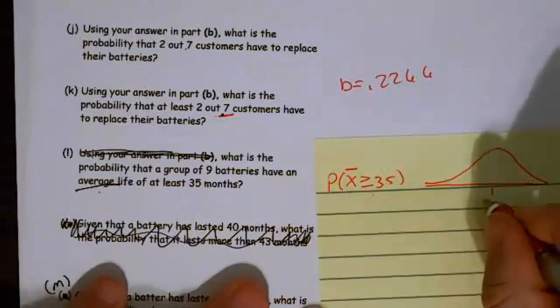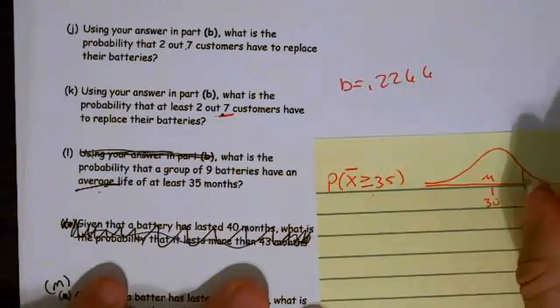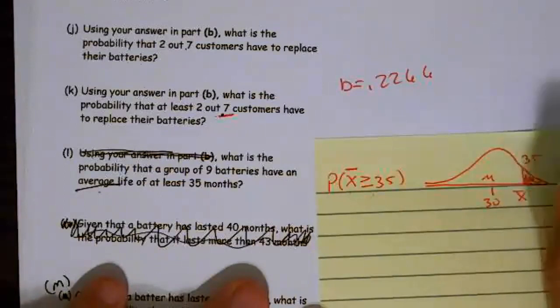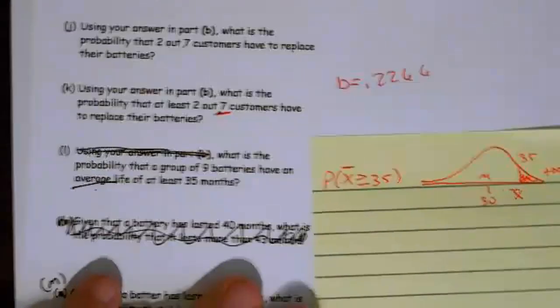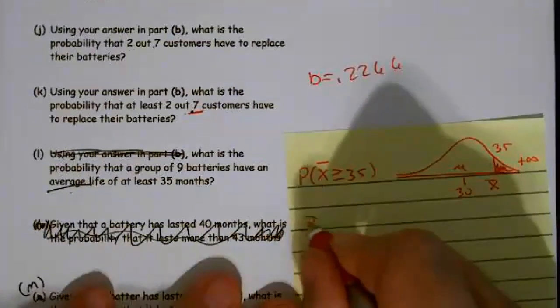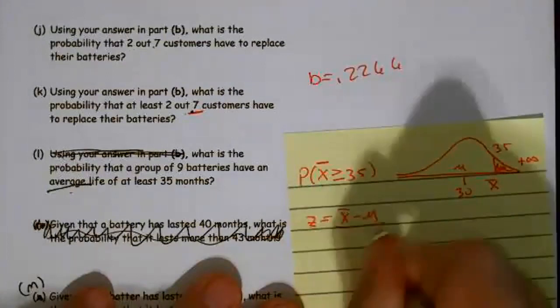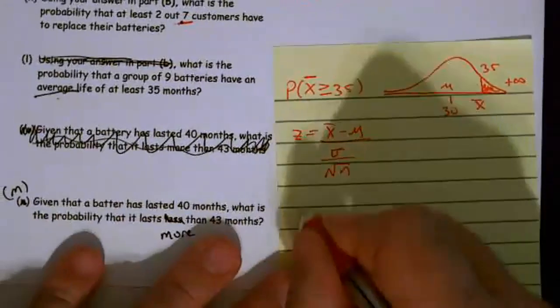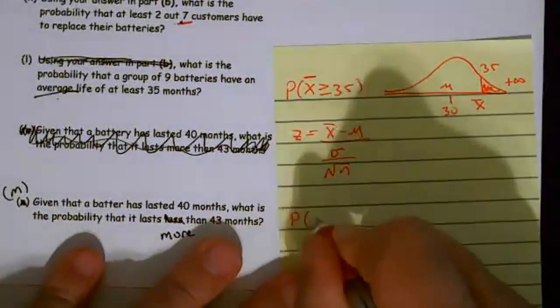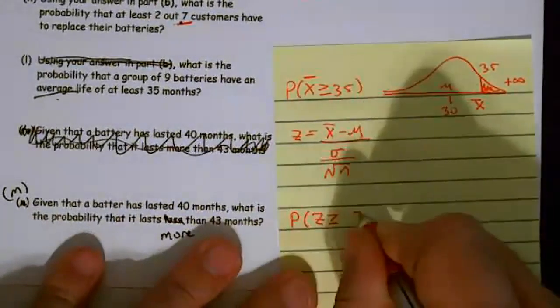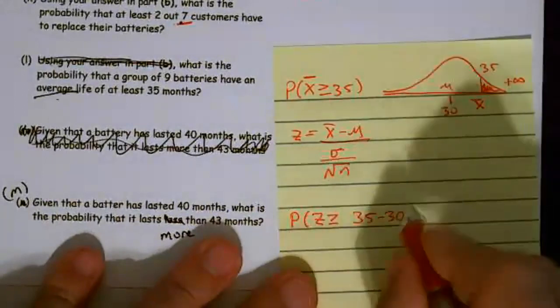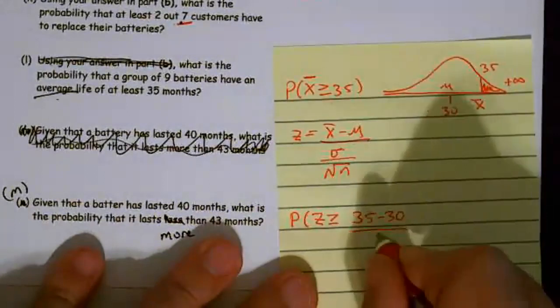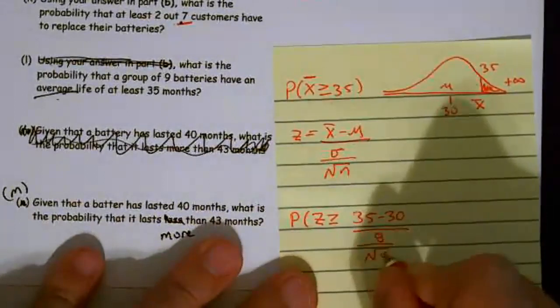So our normal, we still have a mean of 30. Now we're looking for X bar, and our X bar is 35, and we're going to positive infinity. So we're working with Z equals X bar minus mu over standard deviation divided by the square root of n. You don't have to show that, but I thought it might be helpful when we go to plug in so you knew where I was getting things from. So the probability that Z is greater than 35 minus 30 over 8 divided by the square root of 9.